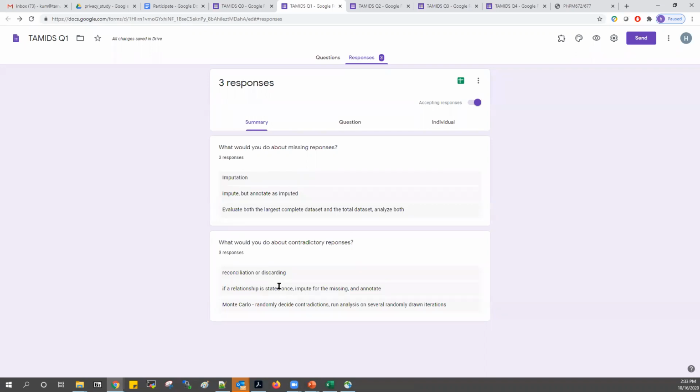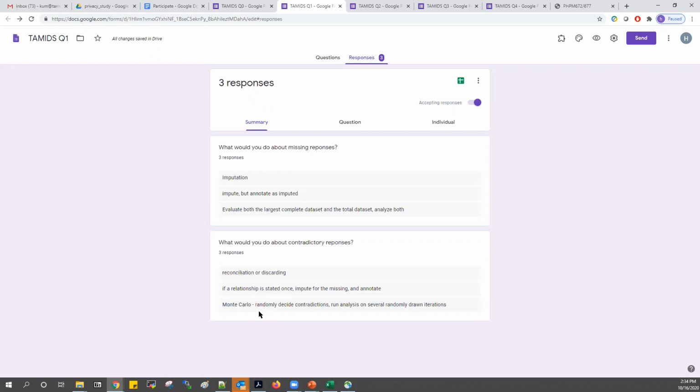Or there's somebody who suggests fancier stuff like Monte Carlo: randomly decide contradictions and run the analysis on several randomly drawn iterations. These are more simulation-type studies. Actually, I'm going to talk about this maybe slightly differently, but I will talk about it, it's going to come up.